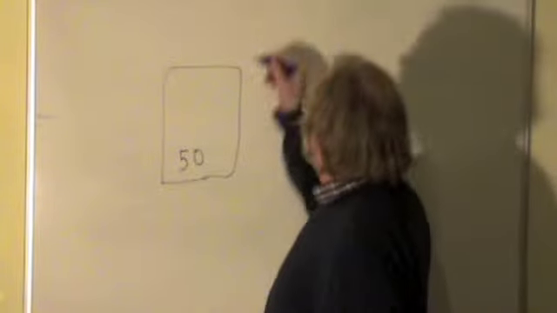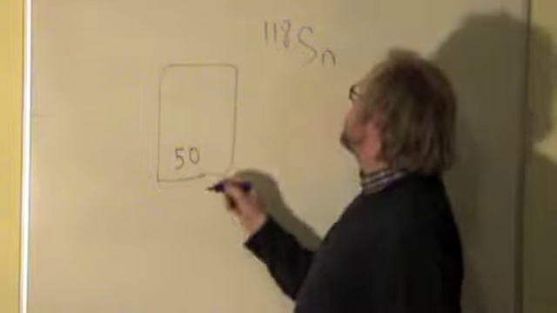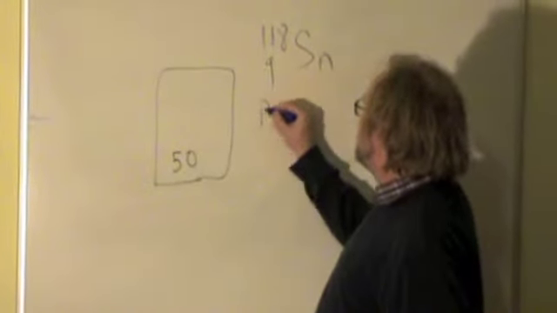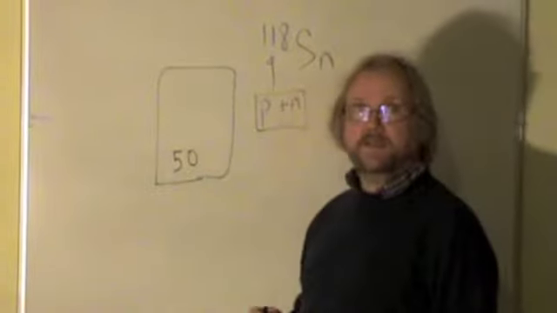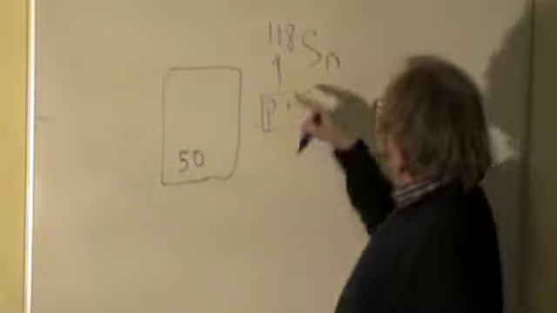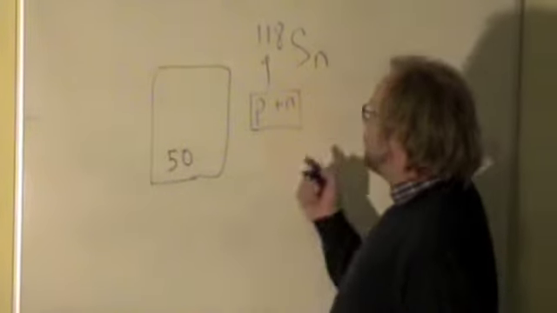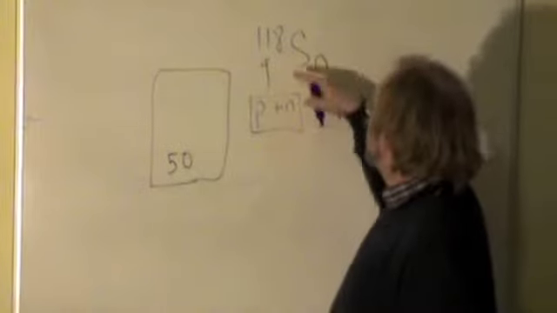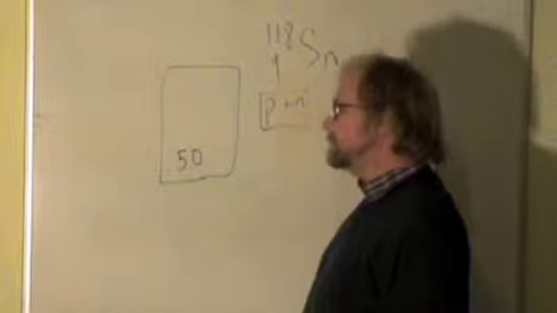To get the number of neutrons, we have to work with this 118 number, and that, remember, is protons plus neutrons. That's the mass number, which is the sum of those particles in the nucleus, so the protons plus the neutrons. So if we take 50 away from that, we get 68, and that's the number of neutrons. Okay, so 50 away from 118, 68 is the number of neutrons.